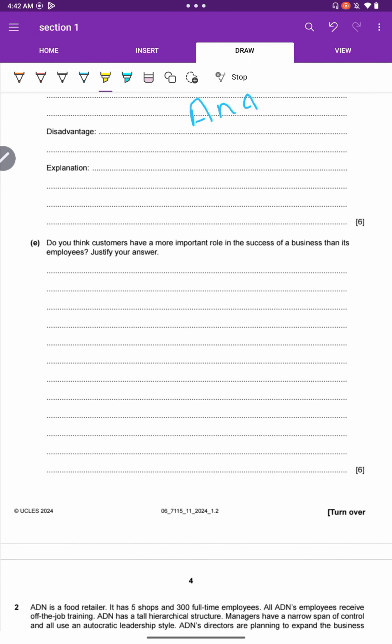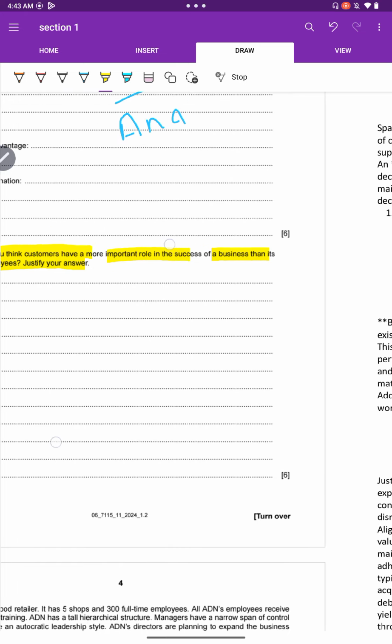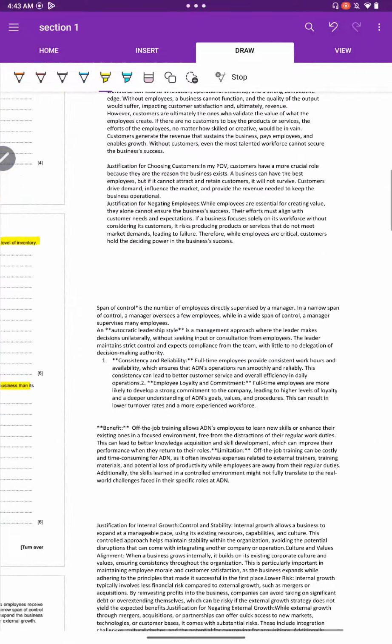Okay. So next, see the E part. Do you think customers have a more important role in the success of a business than its employees? Justify your answer. So we can agree or disagree with the statement, and in conclusion, we will be writing that.